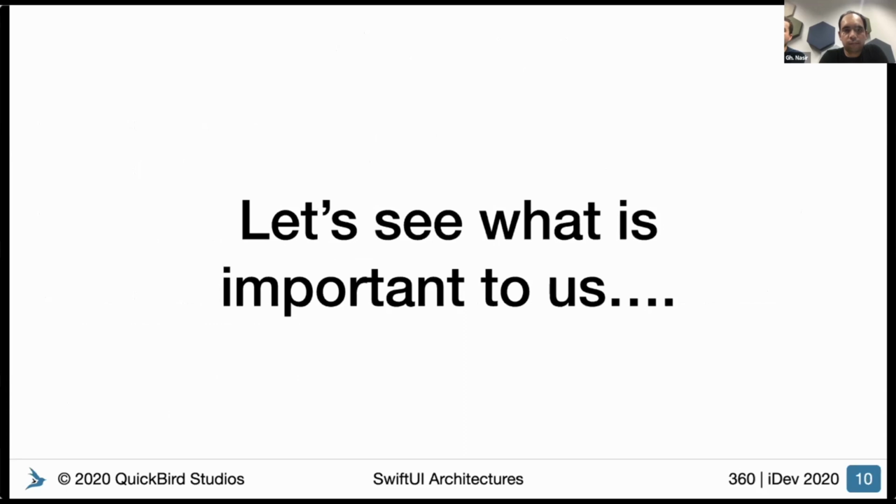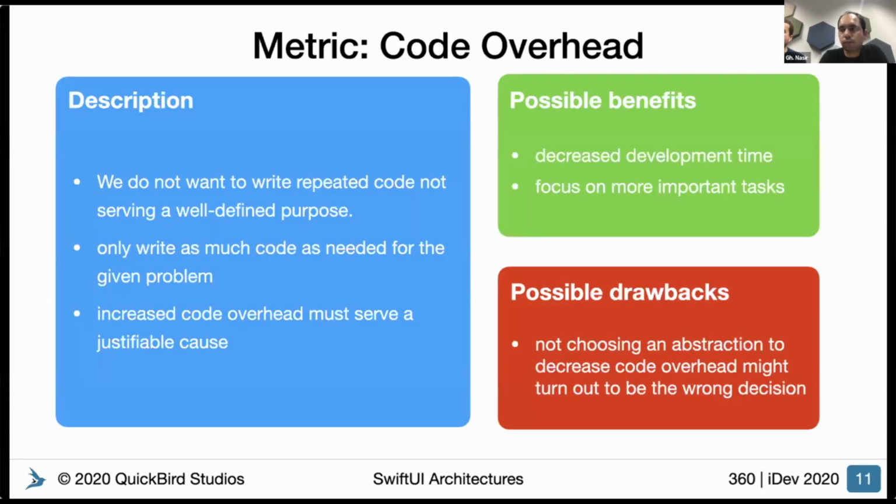So what we mean by that is, for example, we want to reduce code overhead. We don't want to write repeated code, which is not really serving a well-defined purpose. For example, all of this boilerplate code that you need to write for certain architectures. We only want to write as much code as is actually needed, and in case we add code overhead, it must actually serve a justifiable cause. We need to have a benefit from this code overhead. By reducing code overhead, we have the benefit of decreased development time, because we don't need to develop that long if we don't need to write unnecessary code, and we can focus on more important tasks.